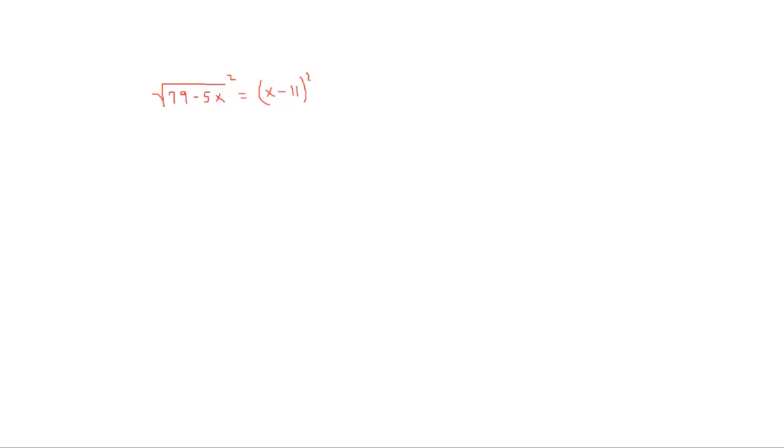If I solve on the left side, that will leave me 79 minus 5x is equal to, now don't forget that x minus 11 squared is actually x minus 11 times itself, right? x minus 11 times x minus 11.